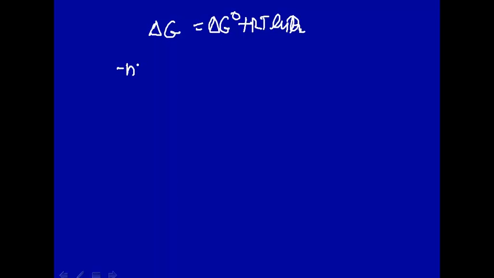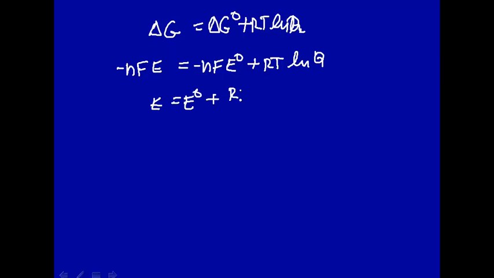Look at this: minus nF E cell is minus nF E standard state plus RT times the natural log of Q. Or in other words, E cell is E0 minus RT over nF times the natural log of Q. Sorry, that should be a minus; don't forget. So for a cell that is not at equilibrium and not at standard state, you look at the Q, and that will give you a certain cell voltage. That's kind of cool.